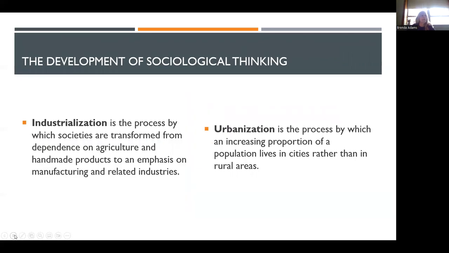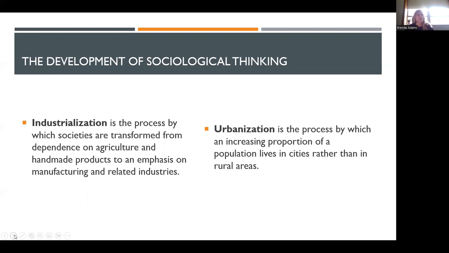The development of sociological thinking. Industrialization is the process by which societies are transformed from dependence on agriculture and handmade products to an emphasis on manufacturing and related industries. That was at the beginning of the 19th century. It exploded everywhere. They were not just dependent on farms and agriculture and making their own goods. We had an industrialization boom.